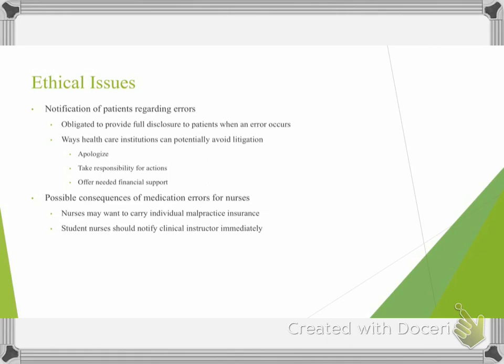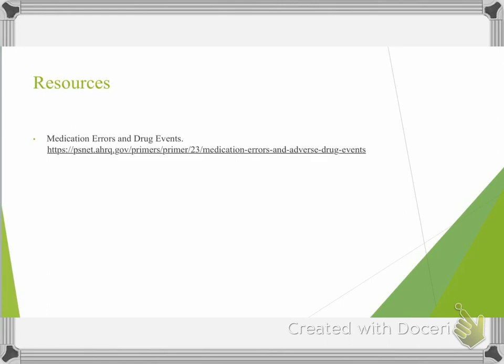Possible consequences of medication errors for nurses. Nurses may want to carry individual malpractice insurance. Make sure you obtain any written documentation of any institutional coverage provided before deciding to carry individual malpractice insurance. And student nurses should notify their clinical instructor immediately if any errors occur. And here are your resources.